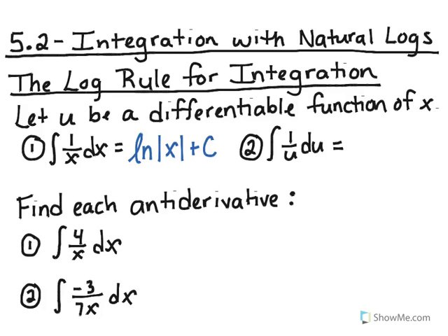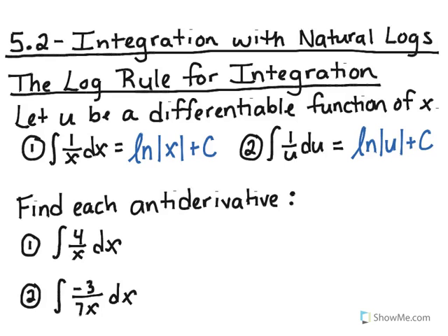The second rule is if we convert it using u substitution, and then we end up with 1 over u du, it'll be very similar. We're going to have ln absolute value of u plus c. It's just depending on whatever u was, we're going to go back and put the x's back in later on. So we'll see lots of examples of both of these. All right, so find each antiderivative.